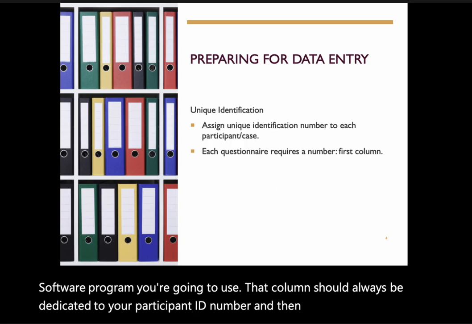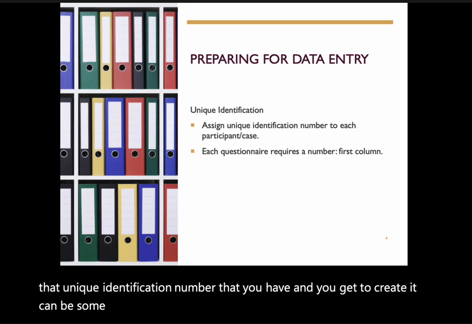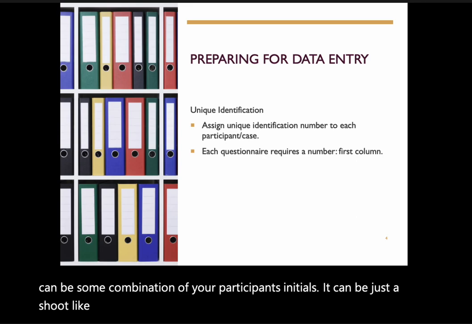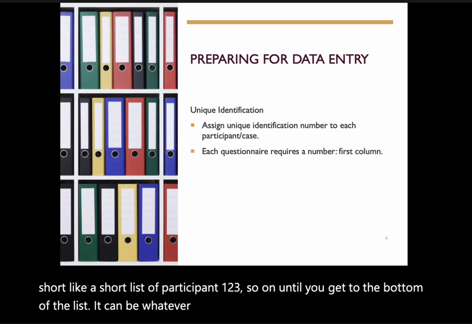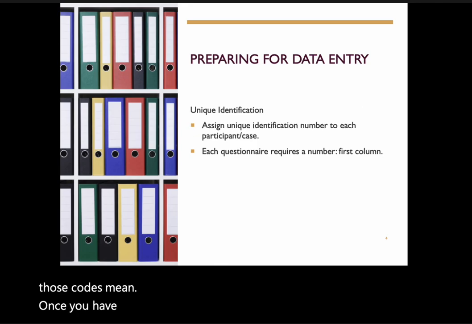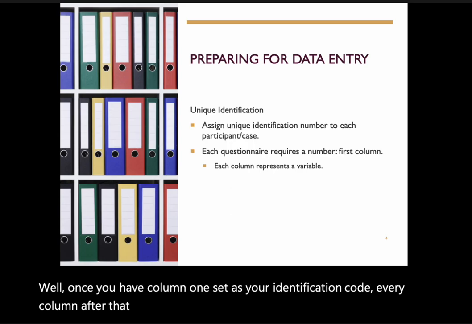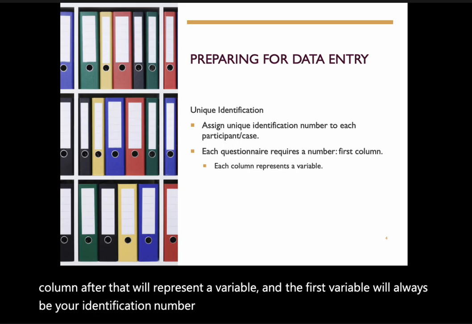And then from that unique identification number, you get to create it. It can be some combination of your participants' initials. It can be just a short list of participant 1, 2, 3, so on until you get to the bottom of the list. It can be whatever you want it to be as long as you know what those codes mean. But once you have column 1 set as your identification code, every column after that will represent a variable. And the first variable will always be your identification number. So then after that, it's whatever you want.